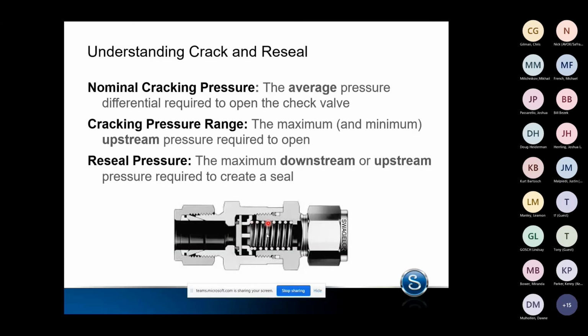So if it's a heavier spring, usually it's an upstream pressure reduction that's got to happen. If it's a lighter spring, you actually need some downstream pressure, downstream is outlet, to get this to reseat, to get it to close. If you don't achieve either of those, the valve kind of sits in limbo and it kind of throttles back and forth.